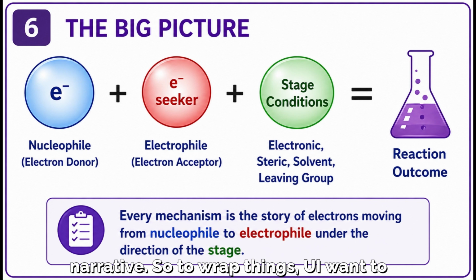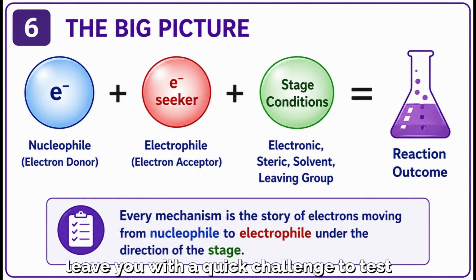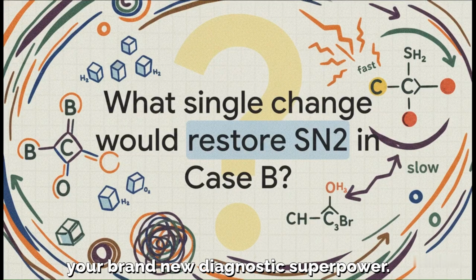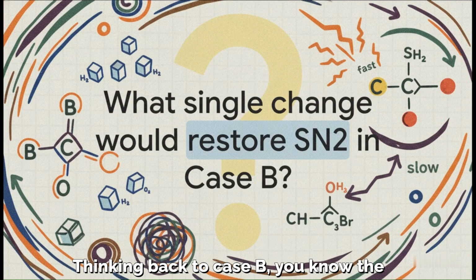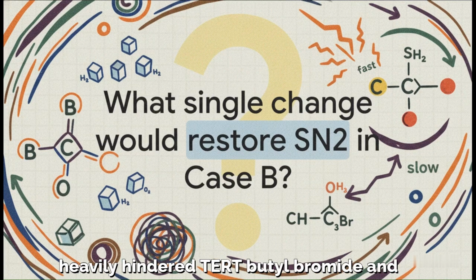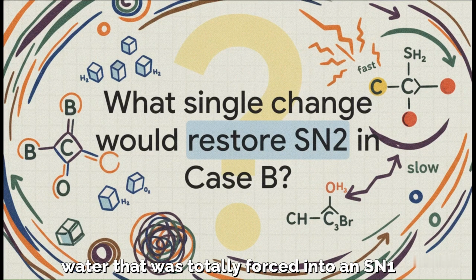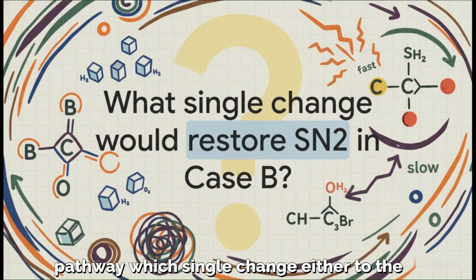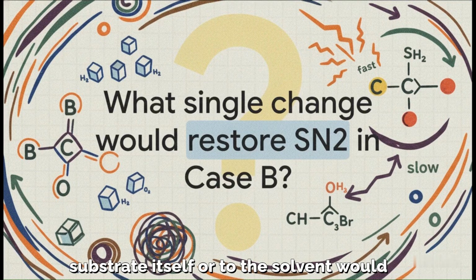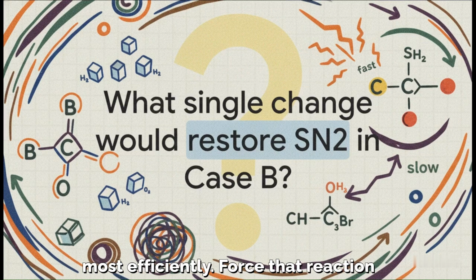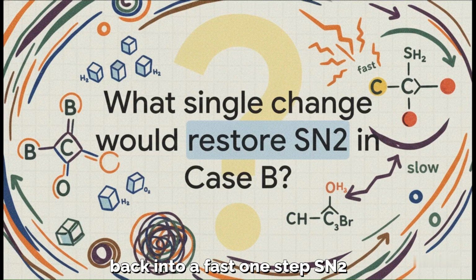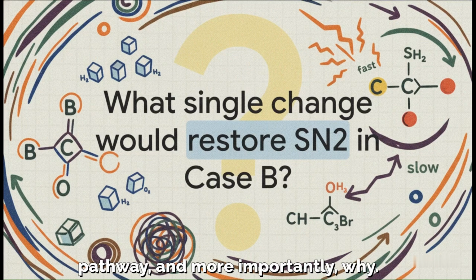So to wrap things up, I want to leave you with a quick challenge to test your brand new diagnostic superpower. Thinking back to case B, the heavily hindered tert-butyl bromide in water that was totally forced into an SN1 pathway, which single change, either to the substrate itself or to the solvent, would most efficiently force that reaction back into a fast, one-step SN2 pathway? And more importantly, why?